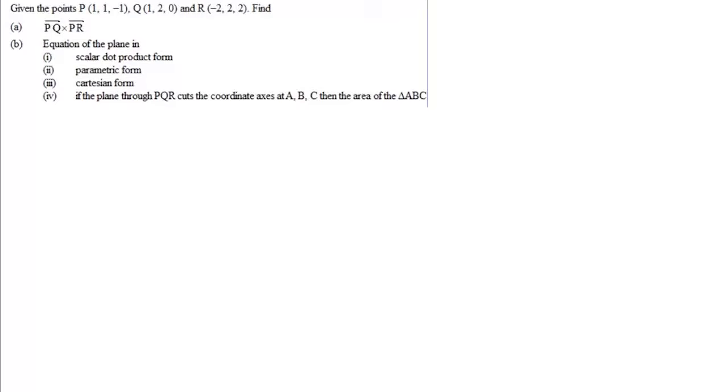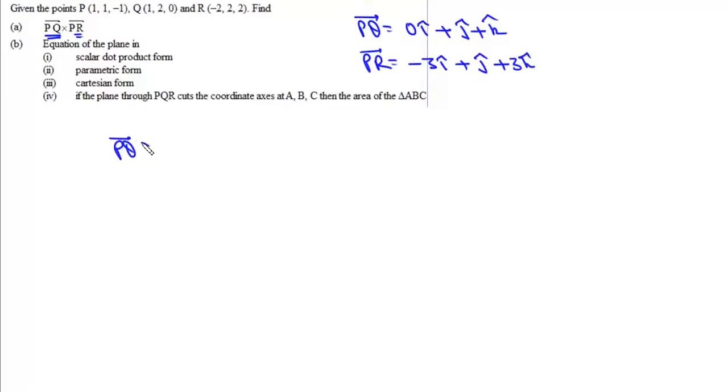Now the question is, we are given 3 points P, Q and R, and the first question is to find PQ cross PR. First we'll find the vector PQ. Vector PQ is Q minus P, so it will be 0i plus j plus k, and then the vector PR is R minus P, so it will be minus 3i plus j plus 3k.